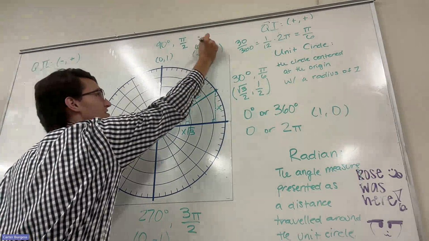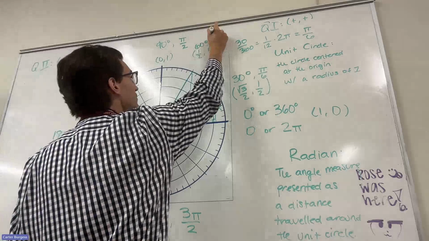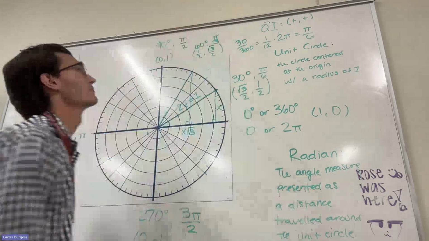Okay, 60 degrees represents what fraction of my circle? A sixth of the way around my circle. What would a sixth of the way around 2 pi be? Pi over 3, 2 pi over 6, simplifying to pi over 3.